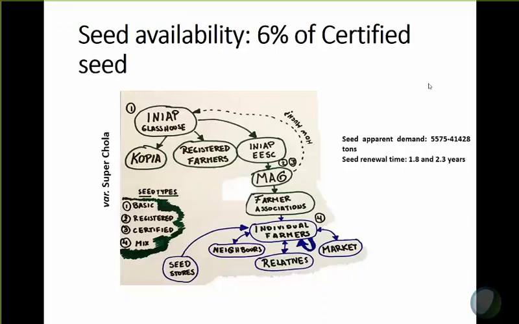Then they have some registered farmers that are able to acquire that seed coming from this glass house, and the glass house also delivers seed to a station in Quito called Santa Catalina, which multiplies the seed into registered and certified seed. Then they deliver that to the Ministry of Agriculture to start delivering to farmers.